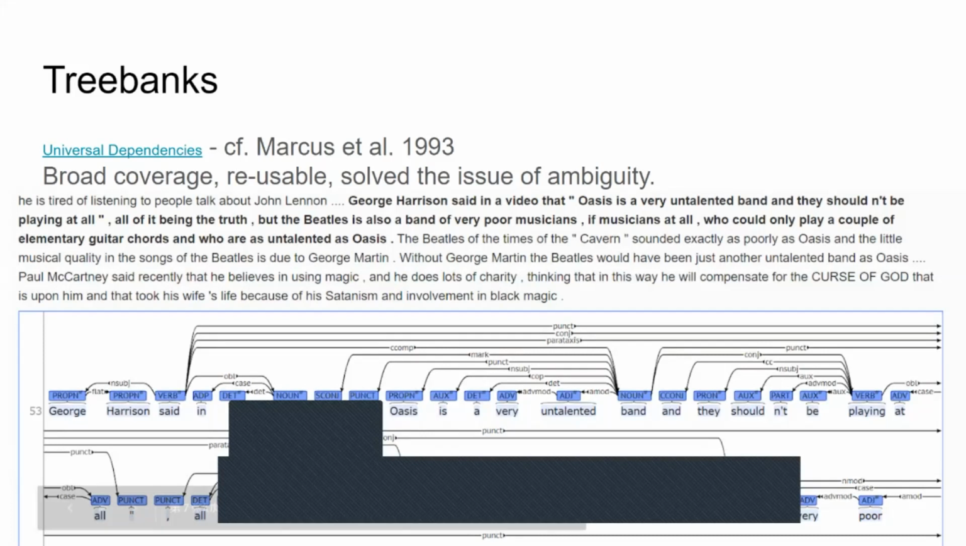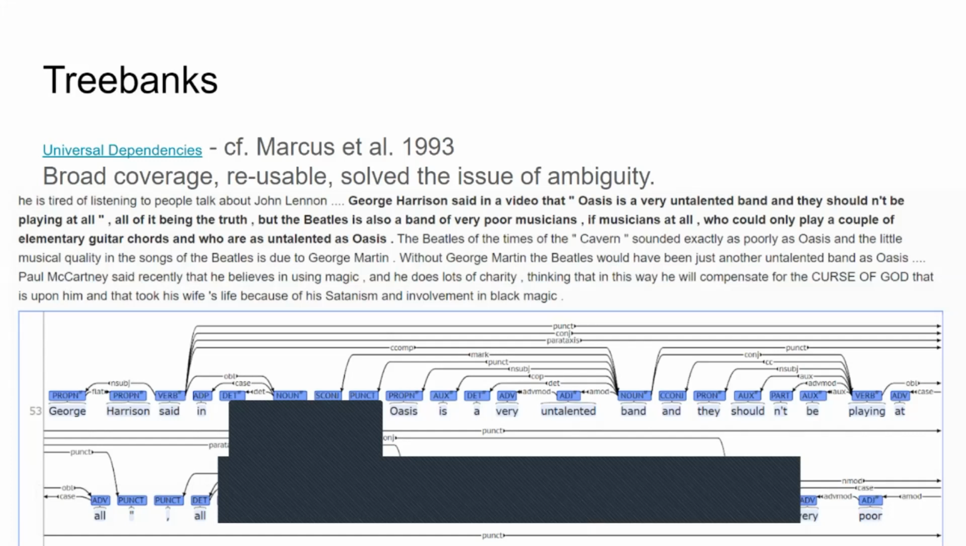But in his quote, there is another sentence inside this big sentence, which is "Oasis is a very untalented band." It's pretty obvious that if you only look at this portion, the root word inside this sentence within a sentence is actually "band," because there's a bunch of arrows coming out. All of these other words are describing the word band. So I'm just echoing what Daniel said before: what the root is depends on the structure of a sentence.